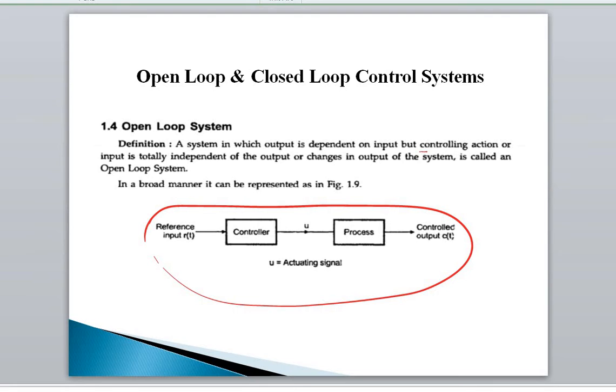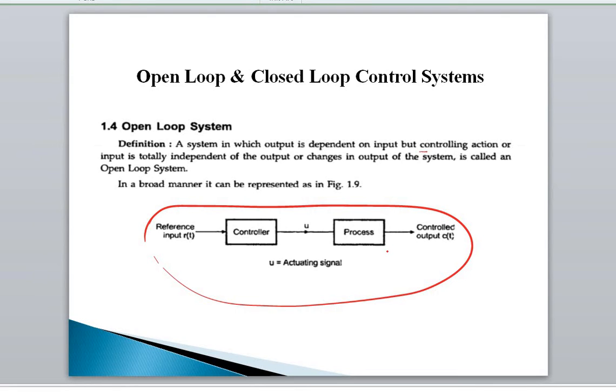The input, we usually call it the reference input. The reference input is given to the controller. The controller will adjust the signal and give an actuating signal or a manipulating signal represented by U. Then that is given to the process or plant. The process or plant is the system which needs to be controlled, and we get the controlled output. The simple block diagram of an open loop control system looks like this.